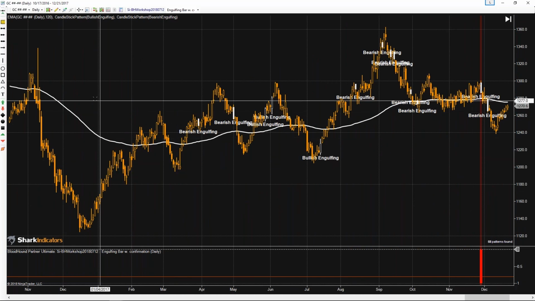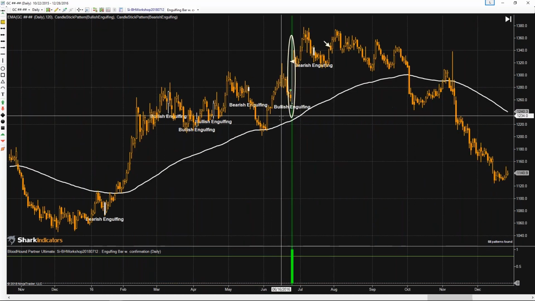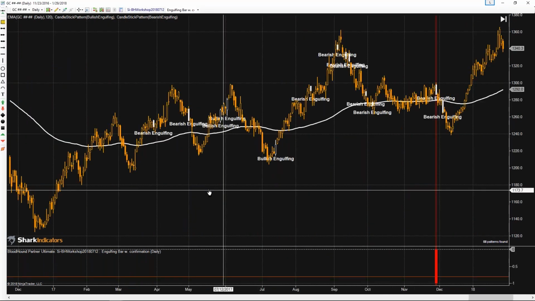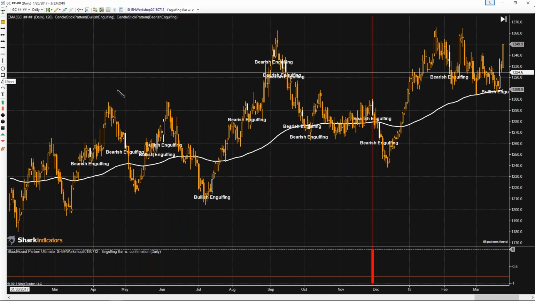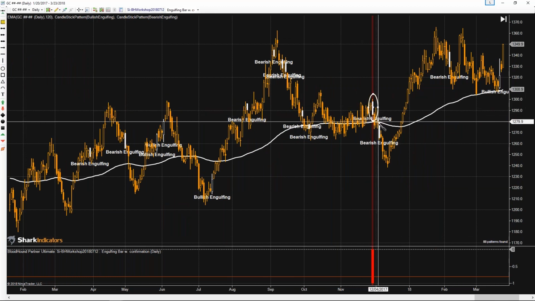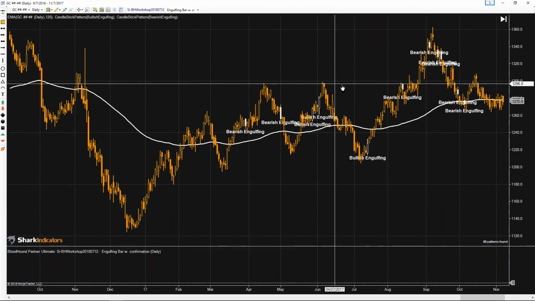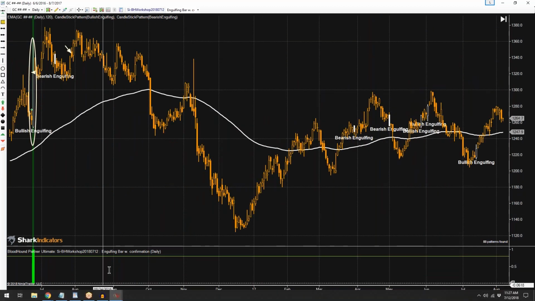Okay, so there's a bearish. There's our bullish where we were working. Actually, let's mark this so we can go back to it later. All right, let's see what else we have on the chart.